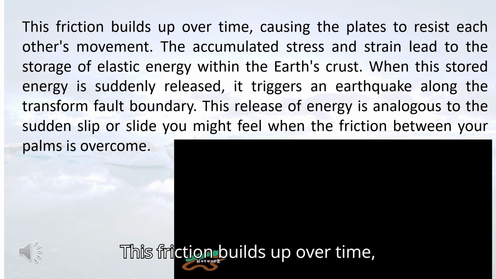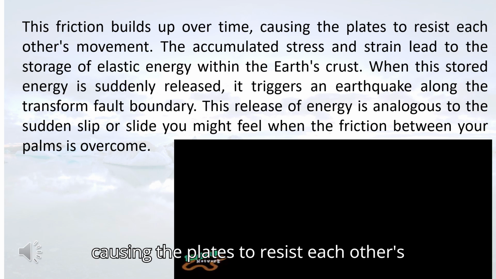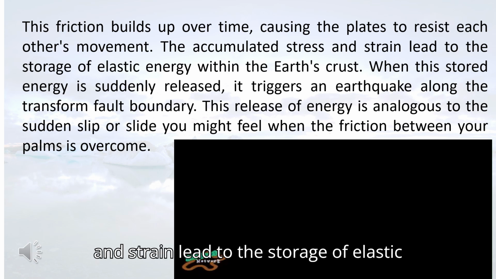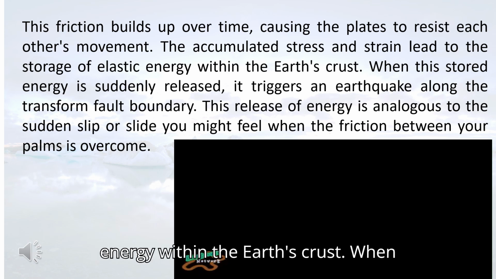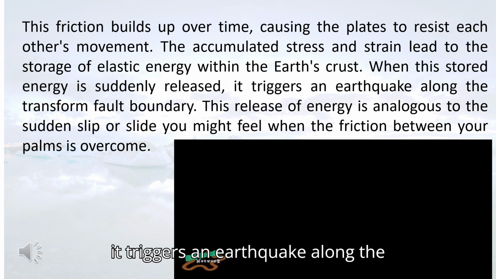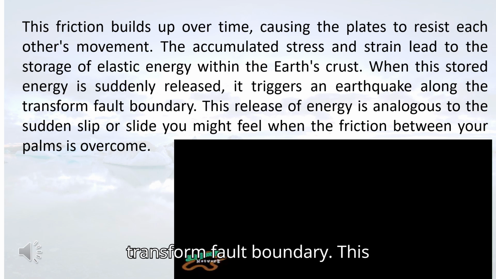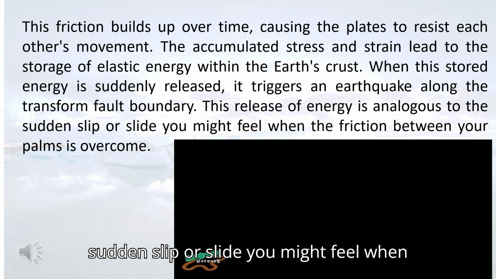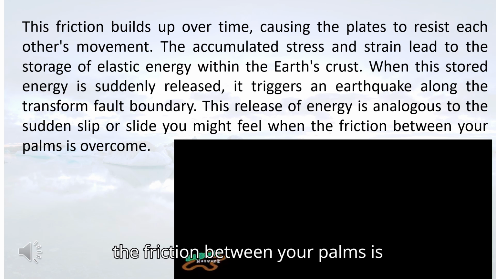This friction builds up over time, causing the plates to resist each other's movement. The accumulated stress and strain lead to the storage of elastic energy within the Earth's crust. When this stored energy is suddenly released, it triggers an earthquake along the transform fault boundary. This release of energy is analogous to the sudden slip or slide you might feel when the friction between your palms is overcome.